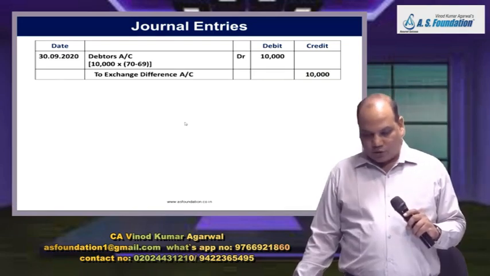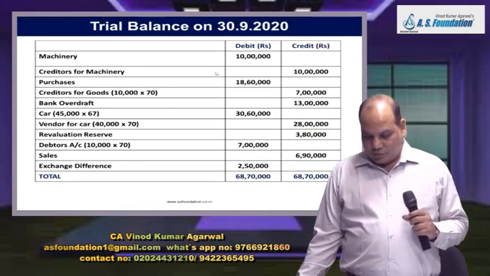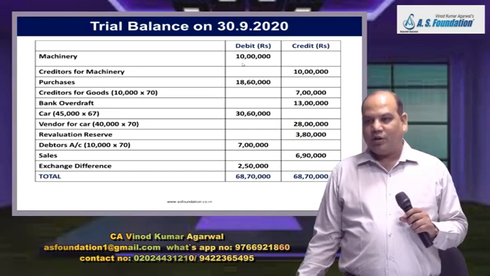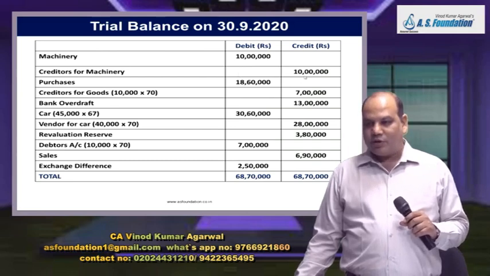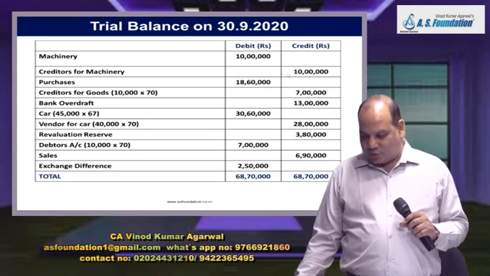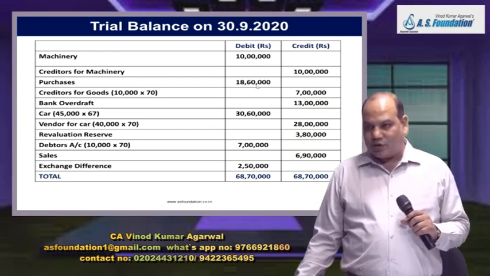Okay, check the answer. Tallied. So tick mark machinery 10 lakh. Anywhere you have written debit column 10 lakh, tick. Creditor for machinery 10 lakh, tick. In any sequence it should be there. Then purchases 18,60,000. Creditor for goods 7 lakh, credit column.